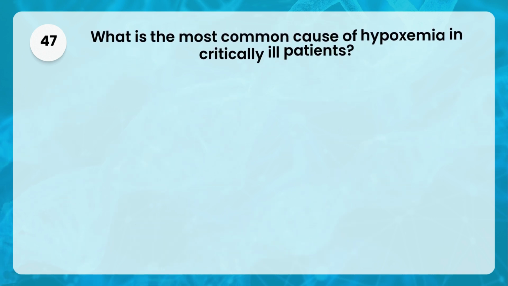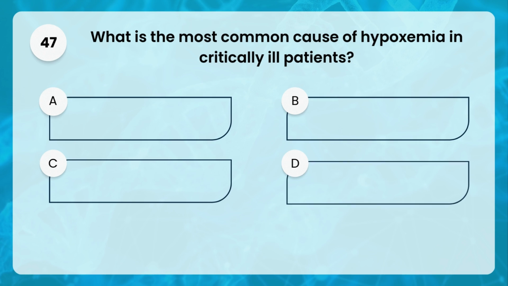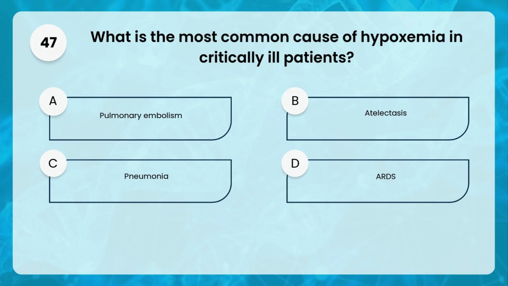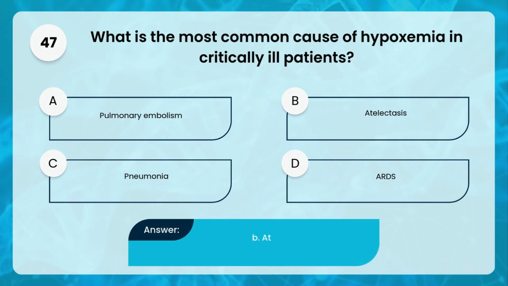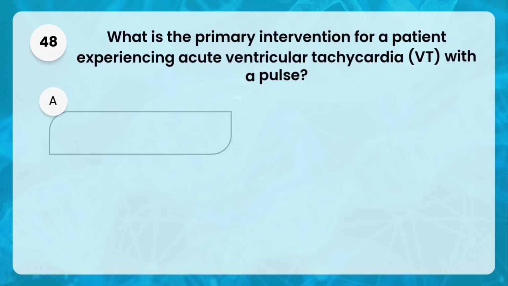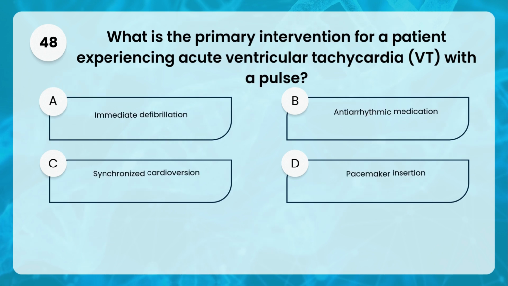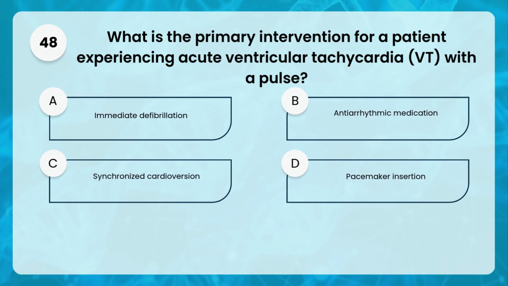47. What is the most common cause of hypoxemia in a critically ill patient? A. Pulmonary embolism, B. Atelectasis, C. Pneumonia, or D. ARDS? The answer is B. Atelectasis.